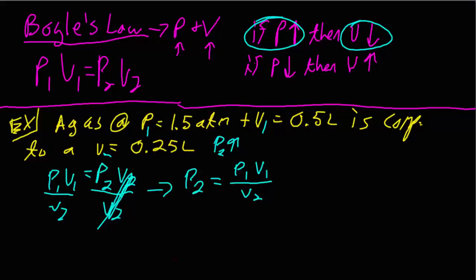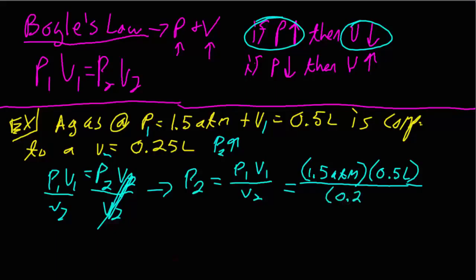So let's go ahead and start doing that. Our original pressure was 1.5 atmospheres, ATM, times our original volume, 0.5 liters, divided by our new volume, our compressed volume of 0.25 liters, right?